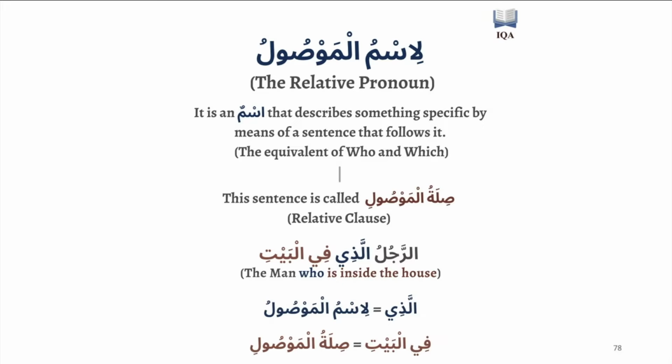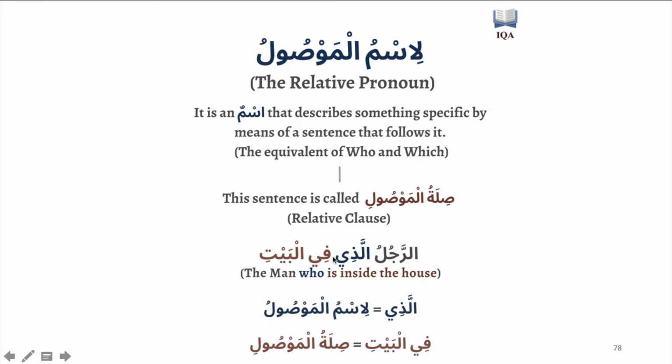That sentence that follows it is called silatul mawsool, the relative clause. So for example, I say الرجل الذي في البيت, the man who is inside the house. So who is a relative pronoun, an ism mawsool. Why? Because it's an ism that's describing something specific by means of a sentence that follows it. الرجل, the man. What about him? الذي هو في البيت. في البيت is a sentence that comes here and specifies which man I'm really speaking about. So الذي is called ism mawsool, and it's the equivalent of who in English. And fil bayti is the relative clause, the silatul mawsool, the sentence that always comes after who and which.